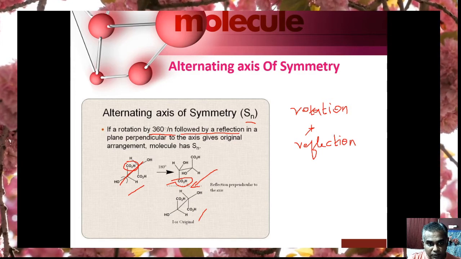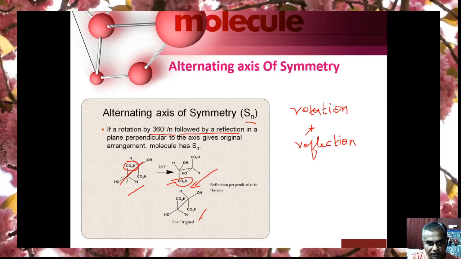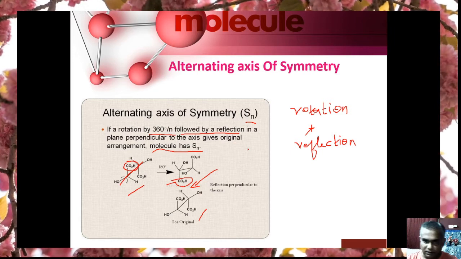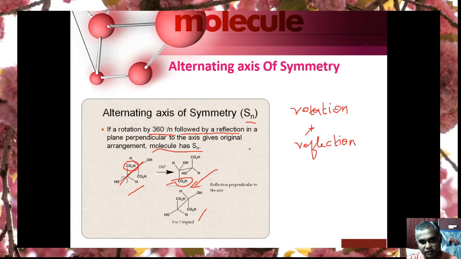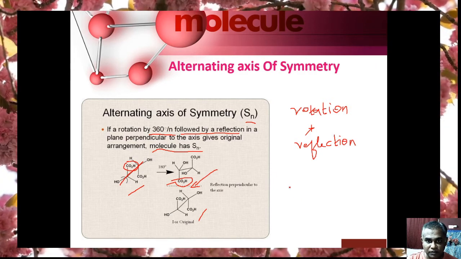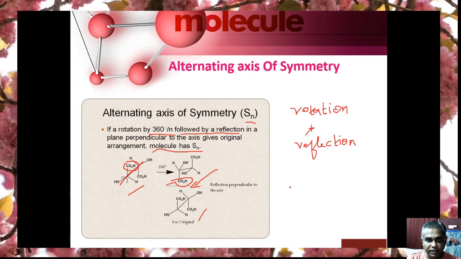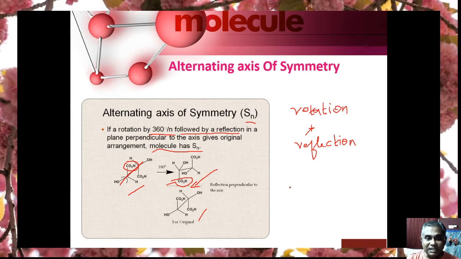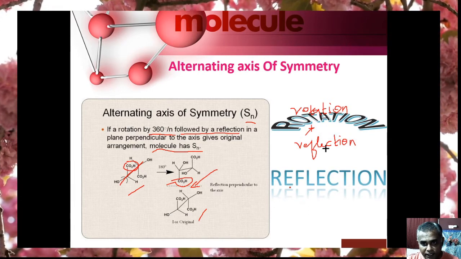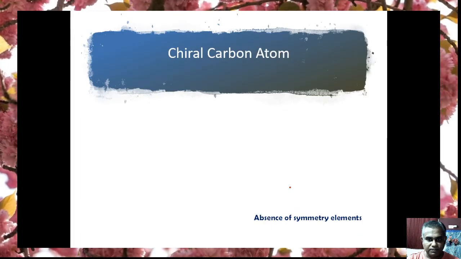So it has to be a plane perpendicular to the principal axis, and it gives the original arrangement. Then the molecule is said to have an S_n, that is, an alternating axis of symmetry. A dissymmetric molecule is something that can have a simple axis of symmetry, but it should not contain an alternating axis of symmetry, and such molecules are said to be dissymmetric in nature. So the alternating axis of symmetry corresponds to rotation plus reflection.